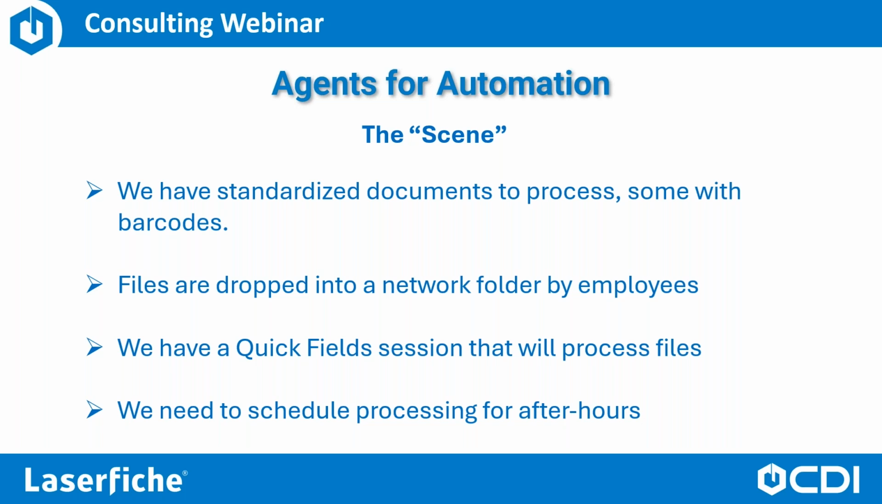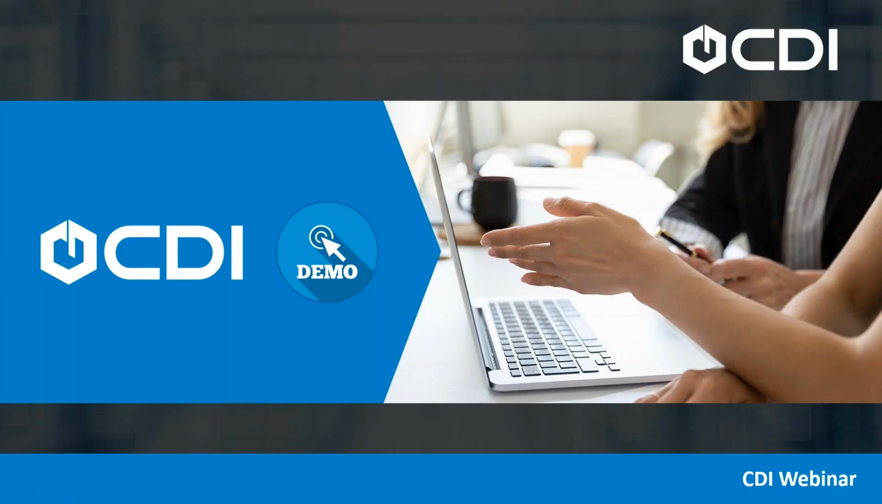We're going to then process those files that are being dropped into a network folder. Basically, we want our import agent to pull those standard documents into Laserfiche. That session will process the files that are in Laserfiche, and then we will use the QuickFields agent to schedule the processing of those files that were pulled in by import agent. So that's our idea, our scenario, and I think that's fairly straightforward. So let's dive into our demo.